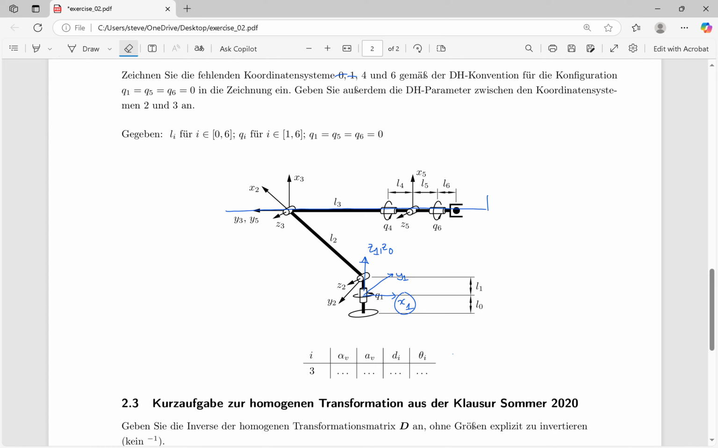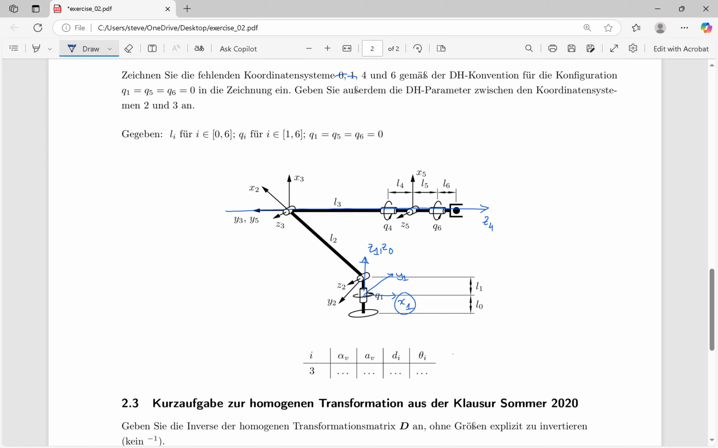And we must also know that it could either point to the left or to the right, I don't know yet. But we have to look at the rotation of Q4. And remember, for the right hand rule to apply, this dictates that Z4 is in this direction and not the other direction.